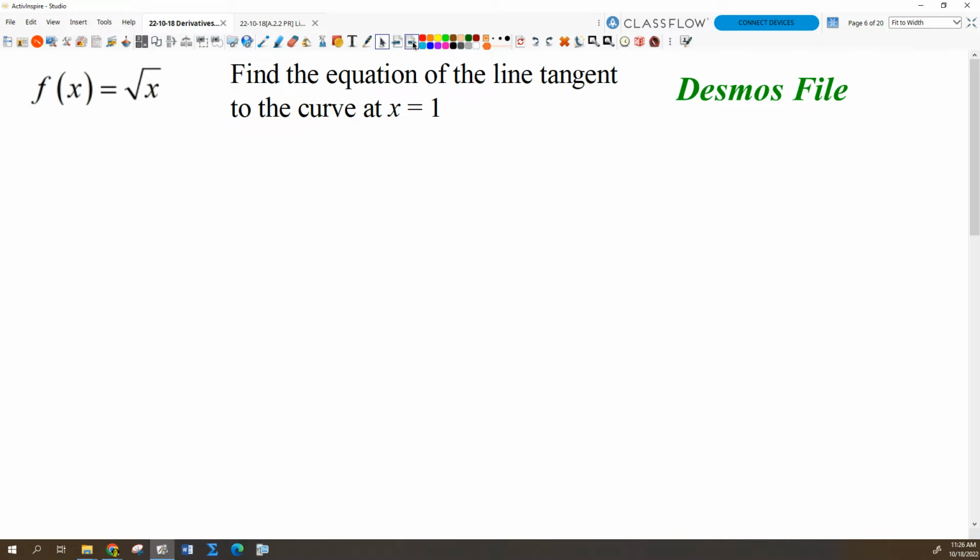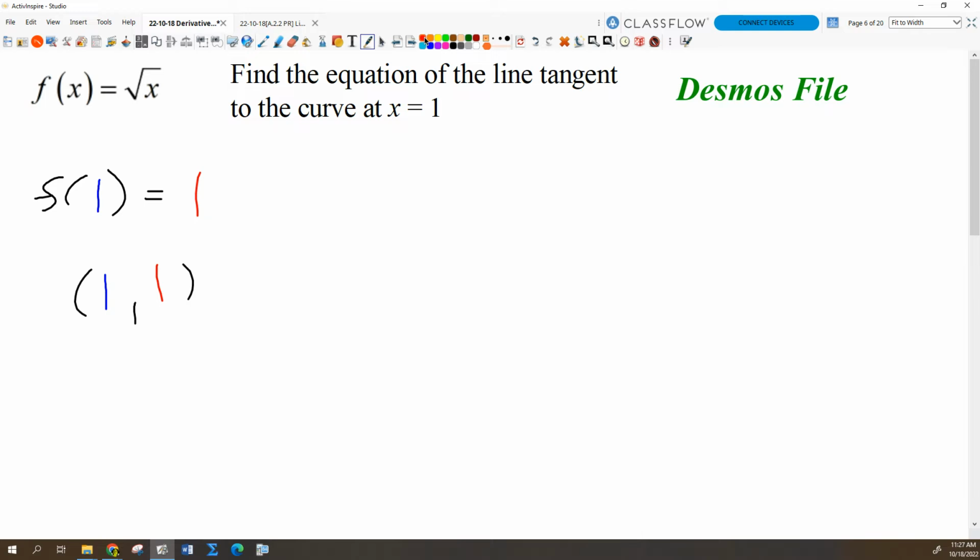So we know that f of 1 equals 1, right? Square root of 1 is 1. So we know we have the point of tangency then. When x is 1, y is 1. So there's half the battle. We've got a point. Now we need a slope. That's the part we couldn't do before.